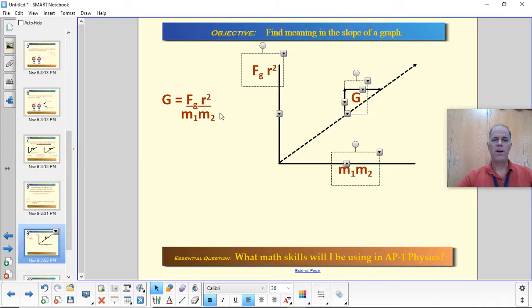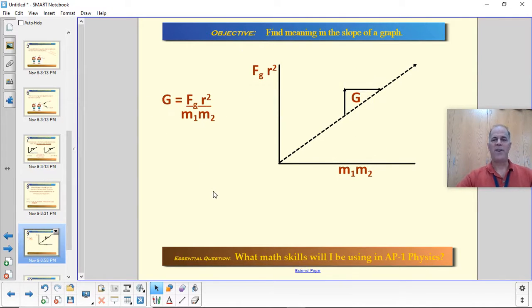Here's how we rearrange our equation to solve for G. G is Fg times r squared over m1 m2. Then you make the rise, the numerator, Fg times r squared. The product of the masses, you make that the x-axis, and then the slope will represent G. And this is actually the way that they experimentally determine G.